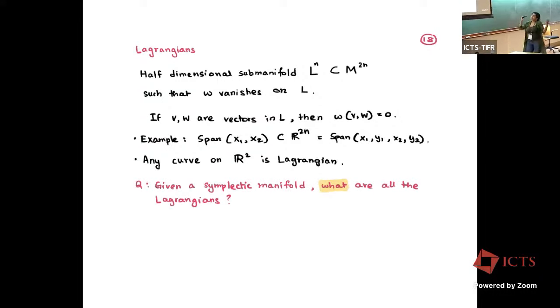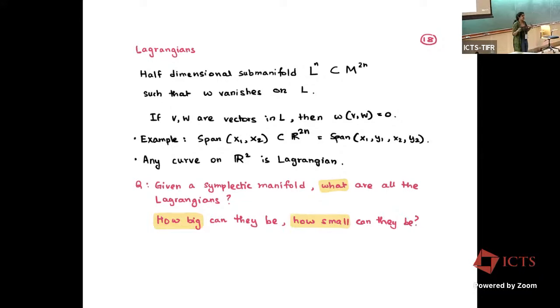So we can ask questions like: given a symplectic manifold that my friend gives me, what are the Lagrangian submanifolds in it? How big can they be? How small can they be? You have to also discuss what you mean by big and small. But these are the questions. Like I was saying, in R4 you can't have a sphere, but you can have a torus. How many of these can there be? You can also ask in a specific topological class whether you can have Lagrangians in your manifold.